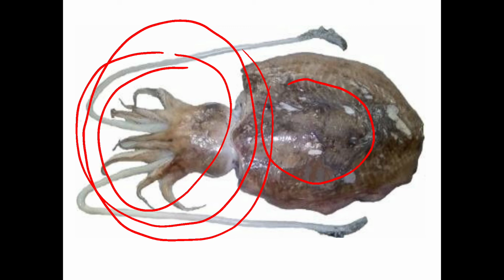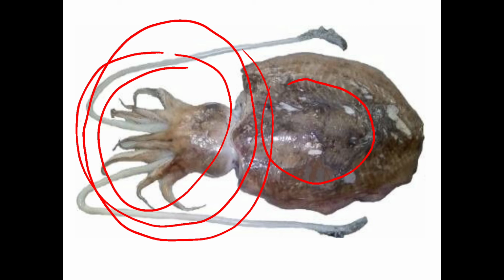So the shell may be present or absent. When present, it is external or internal. Two cases are there: external shell and internal shell. Then jaws and radula are present because it is a predatory form. Then an ink sac may be present. During danger or for defense, it has ink stored in the ink sac. It will release that ink during any danger or during predation.